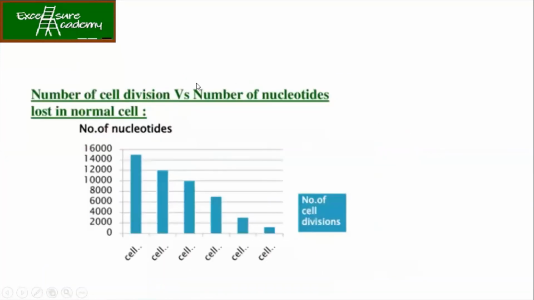Okay. Now look at the graph. This graph is important. This is the number of nucleotides versus the number of cell divisions. Here on the y-axis you have the nucleotides, and on the x-axis you have the number of cell divisions. So Akshay, what do you understand from this graph? You can see that as the cell division goes on, the graph looks like this. So what is the conclusion? Let us say this is 1, 2, 3, 4, 5, 6, and each cell division is happening after 10 years or something like that.